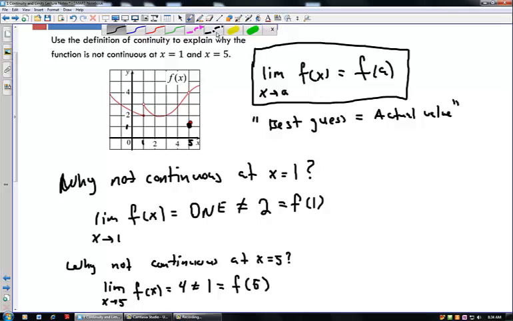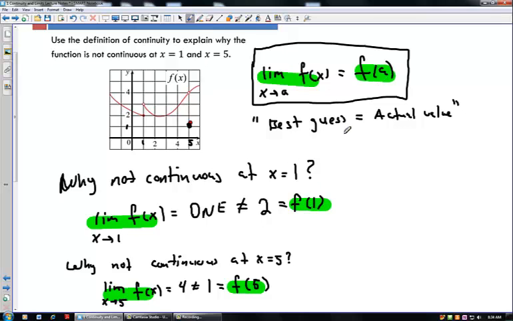It's really important that you see here's that limit part, and here's that actual height, f of a. Here's that limit part, and here's that f of a. The a just changes: here a is 1, here a is 5. And we can actually go a little bit further. Let's add a piece to this problem.